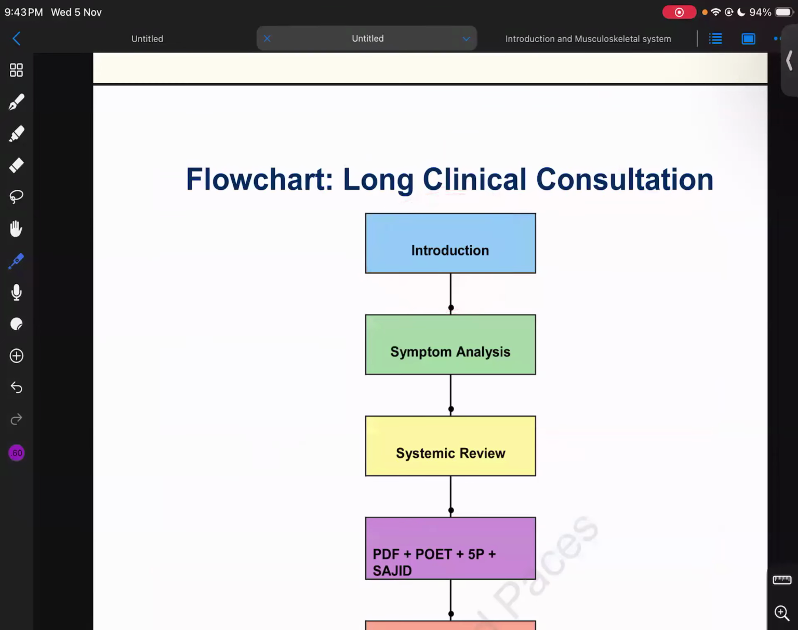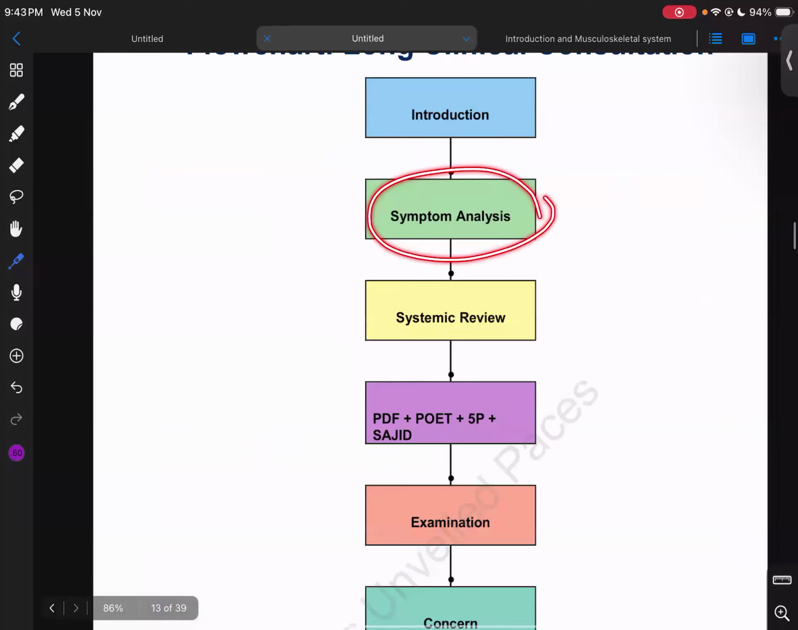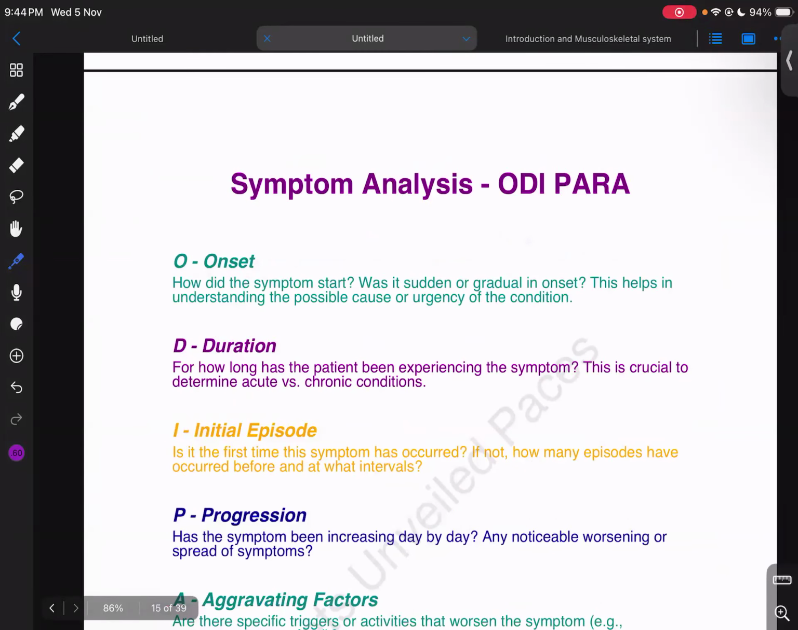After the introduction, you have to do the symptom analysis. So what is symptom analysis? Let's go for it. For the symptom analysis, I have made a mnemonic, that is ODPARA. You can use this mnemonic for any symptom. But there are certain symptoms where this mnemonic does not fit. For those symptoms, I will give you a specific line to analyze. Whenever the prompts arise, I will tell you during the course.